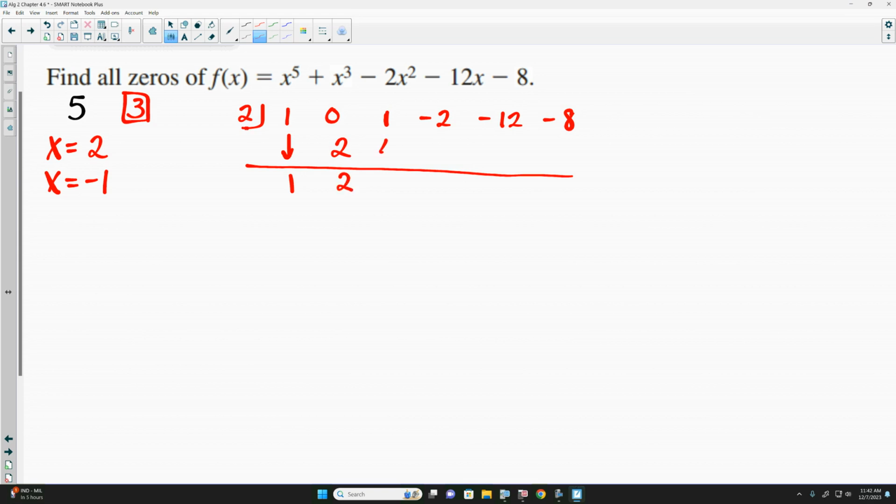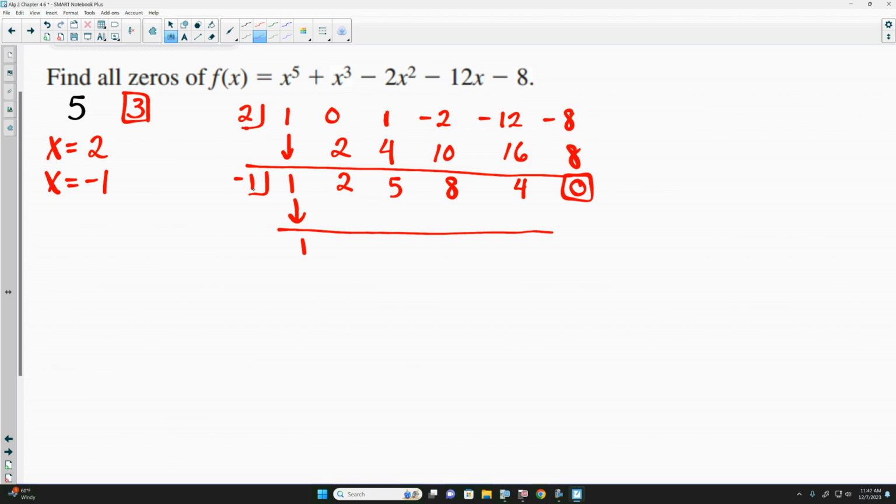2 times 2 is 4. 1 plus 4 is 5. 2 times 5 is 10, -2 plus 10 is 8. 2 times 8 is 16, -12 plus 16 is 4. 2 times 4 is 8, -8 plus 8 is 0. So 2 worked. Well, we knew it was going to work because the graphing calculator told us that the remainder was 0.